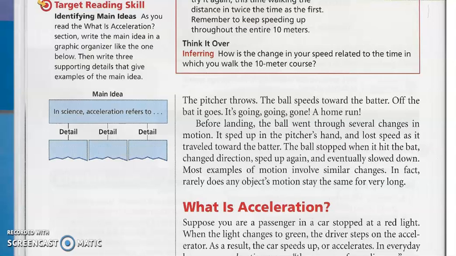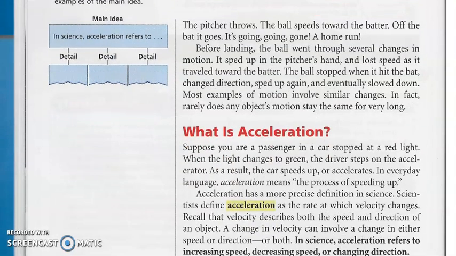It sped up in the pitcher's hand and lost speed as it traveled toward the batter. The ball stopped when it hit the bat, changing directions, sped up again, and eventually slowed down. Most examples of motion involve similar changes. In fact, rarely does any object's motion stay the same for very long. What is acceleration?